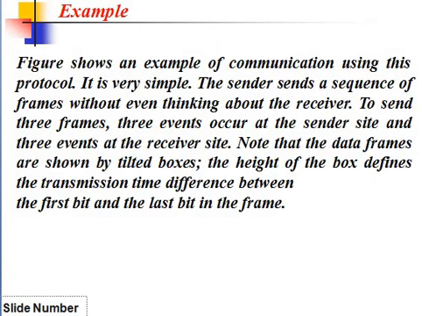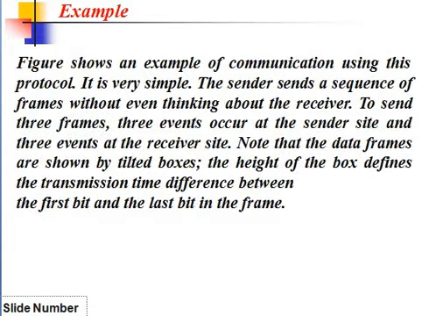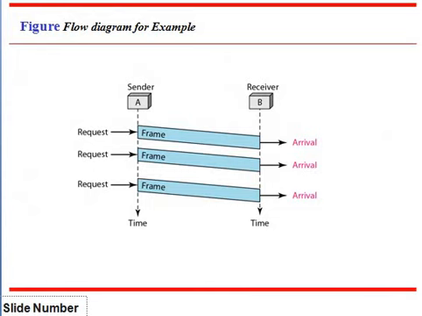The frames are sent by the sender in a sequence order. Here in our example, we are sending 3 frames. The 3 events occur at the sender and 3 events occur at the receiver side. The data frames are shown in the tilted boxes. The height of the box defines the transmission time. This concept comes under the simplest protocol. And the next one is the stop and wait.